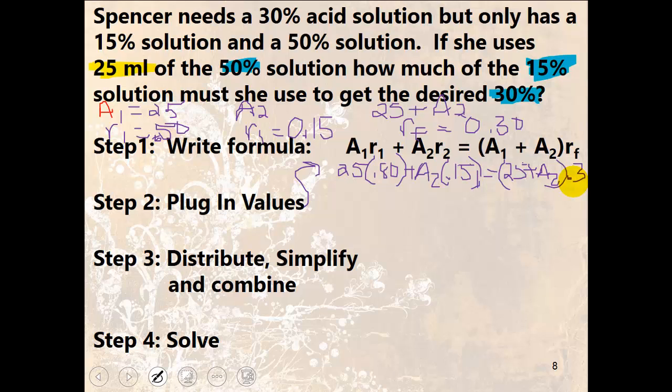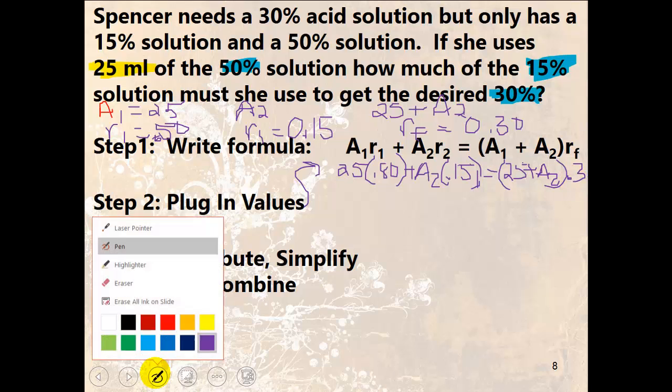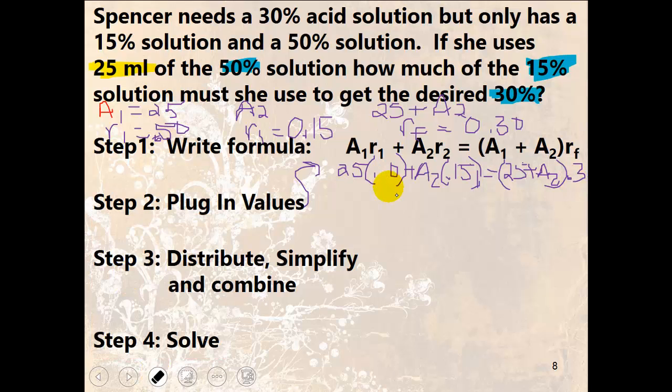So 25 times 0.8 is 12. Oh, sorry, this should be 0.5. Sorry. I don't know where I got 0.8. So this is 12.5 plus 0.15 A2 is equal to 0.3 times 25. Well, that's 7.5 plus 0.3 A2.